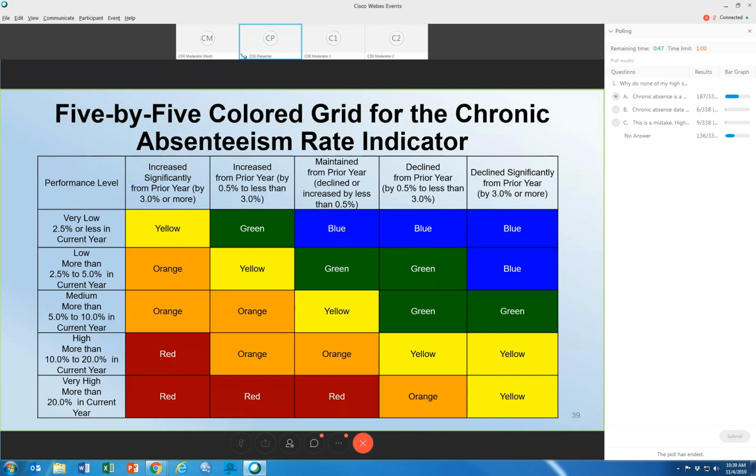And the 3x5 does apply for the chronic absenteeism rate indicator. This was covered at last week's webinar for the overview. So if you do have questions, you can go back to that, or you can look up the guide for more information about this. But the safety net 3x5 does occur for this indicator.